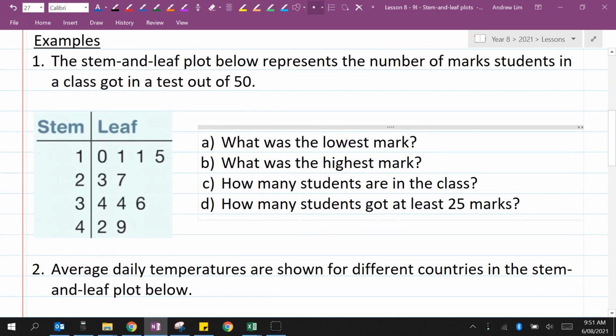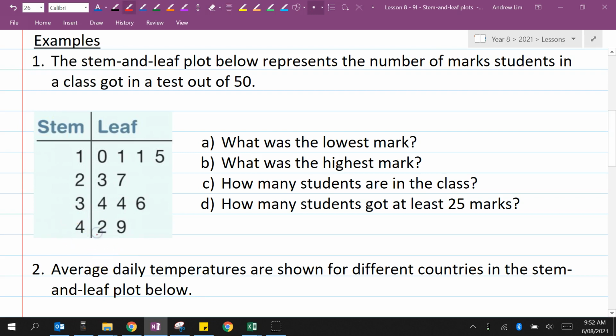The stem and leaf plot below represents the number of marks students in a class got in a test out of 50. Now, how do you read this? This number here says 7, but this student didn't get 7 out of 50. They actually got 27 out of 50. This person here didn't get 4 out of 50. They got 34 out of 50. Okay? This person didn't get 2 out of 50, they got 42 out of 50.